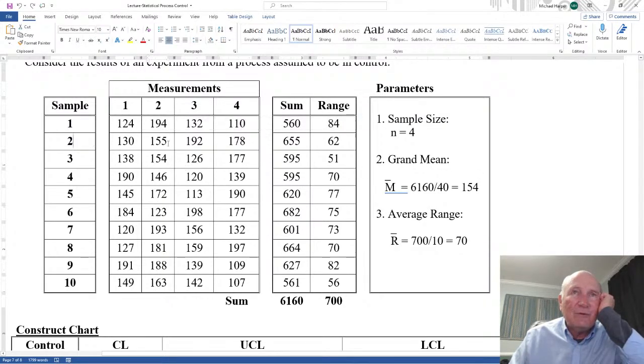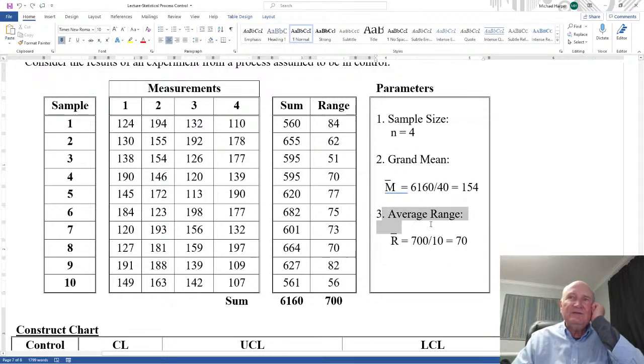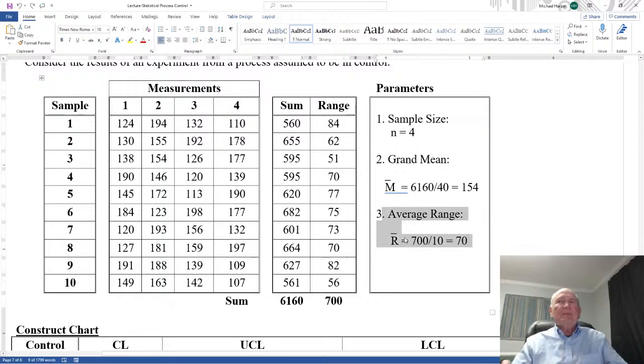I do it for the second sample. Well, the maximum is, let's see, 192, and the minimum is 130. All right, yeah, 130. 192 minus 130 then is 62, and that's the range of my second sample. I get the range for every sample. There's 10 of them. I take the average, I add this up, 700, there's 10 of them. I divide by 10, and my average range is 70, and this will be the center line of my R chart. So the parameters represent my center line.